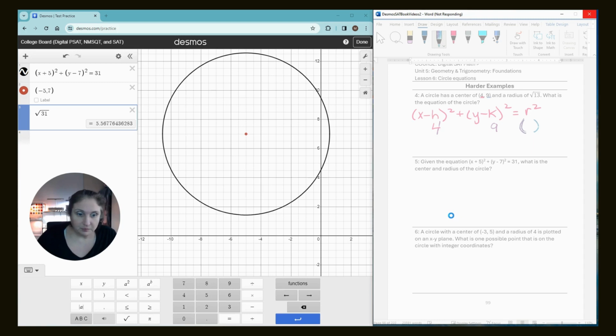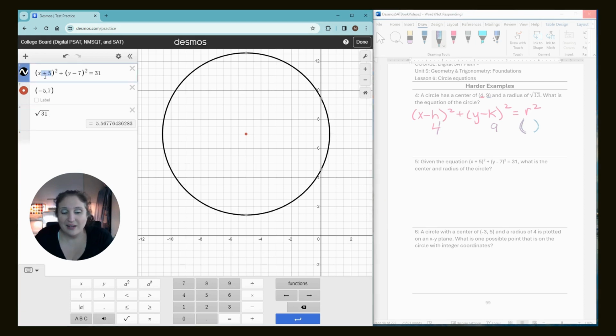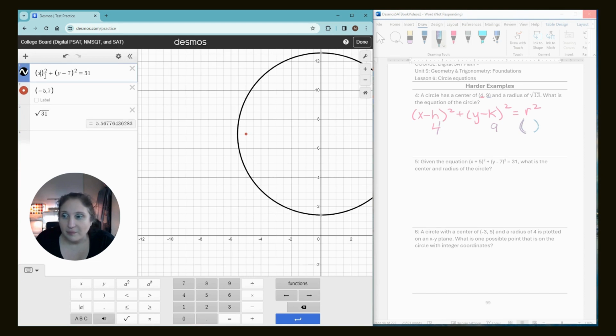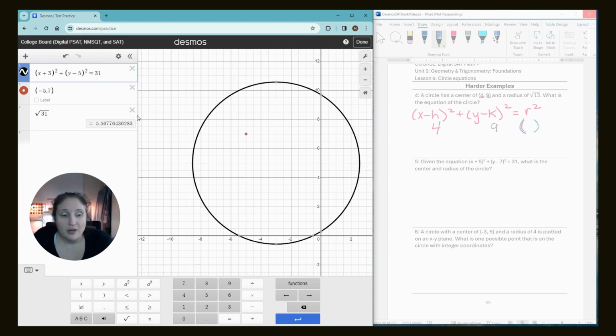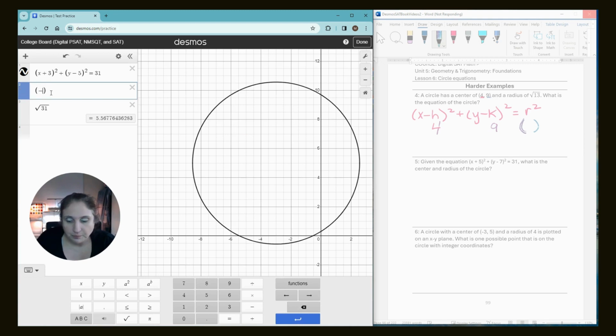All right, a circle with a center of (-3, 5) and a radius of 4 is plotted. What is one possible point that is on the circle with integer coordinates? Okay, so we have to remember that we switch the sign. That says -3, but that means basically I'm writing a +3, and here it'll be the -5. So our center, let's just make sure we have the right circle, is (-3, 5).